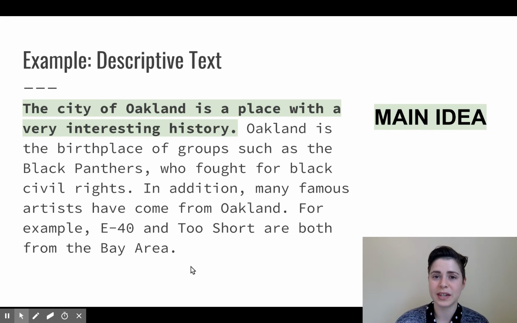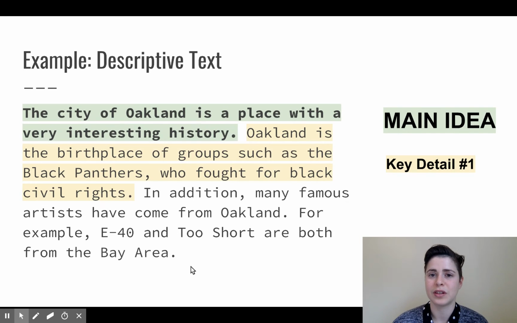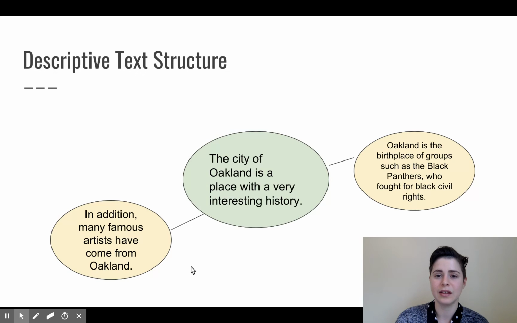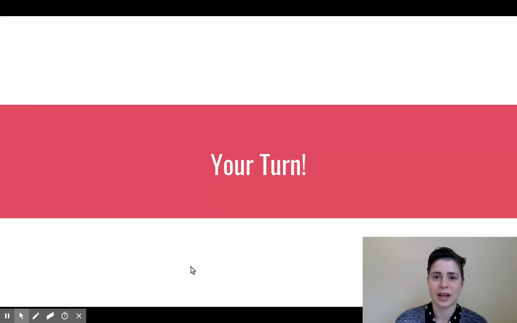Next, I'm going to look for some details about Oakland's history. What is the text telling me about Oakland's history that is interesting? I see two key details here. One is that Oakland is the birthplace of the Black Panthers, and two is that many famous artists come from Oakland. So now I've got my main idea in the center with my two key ideas branching off of it. So let's try some examples now. And by let's, I mean you, because I already know these things and it's good to practice.